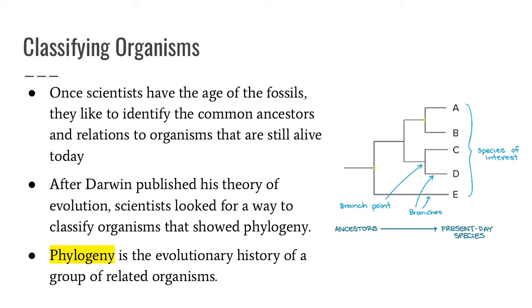So after Darwin published his theory of evolution, scientists looked for a way to classify organisms that showed phylogeny. So what is phylogeny? Well, that is the evolutionary history of a group of related organisms. So what we're going to use is something like this, a phylogenetic tree or something called a cladogram, that is going to help us understand where these branches are, where the common ancestors are, and how we got to these modern day organisms.